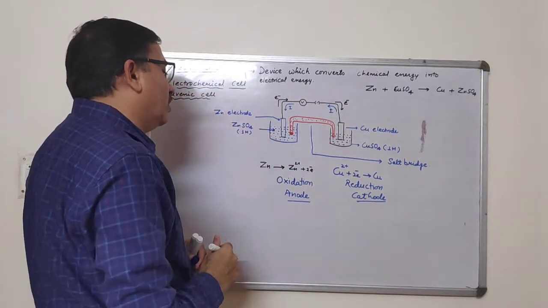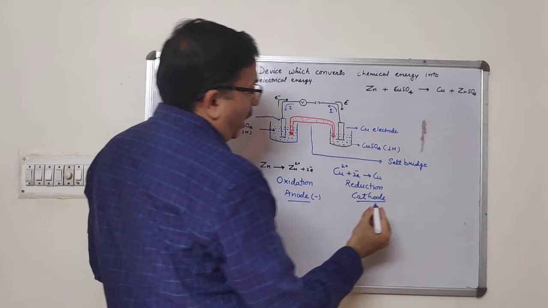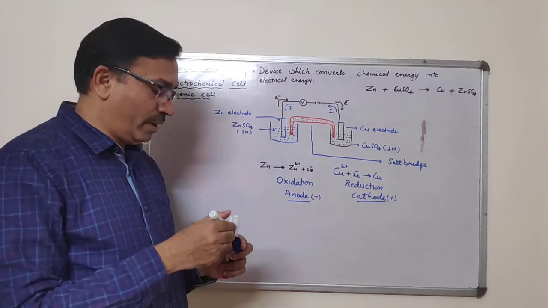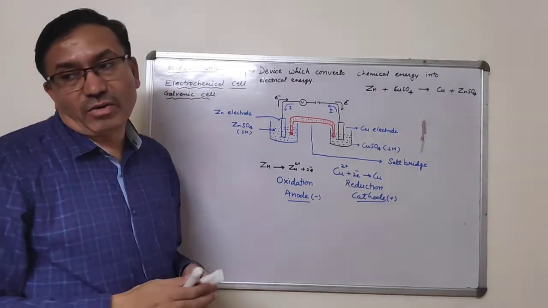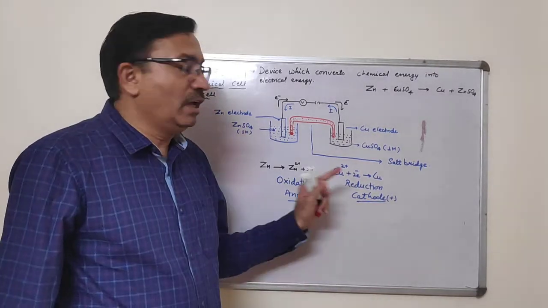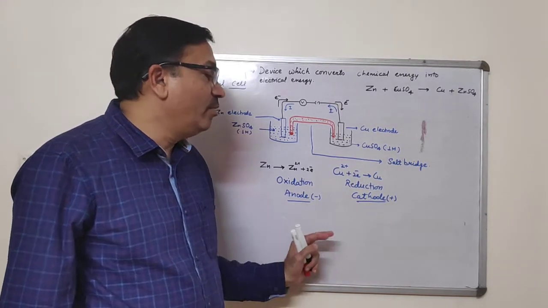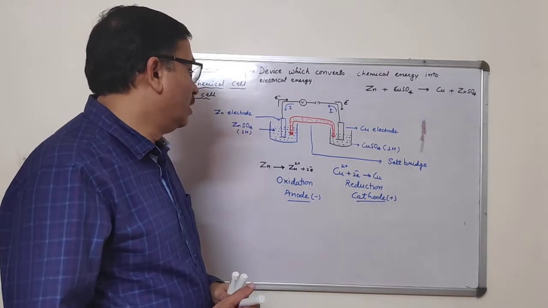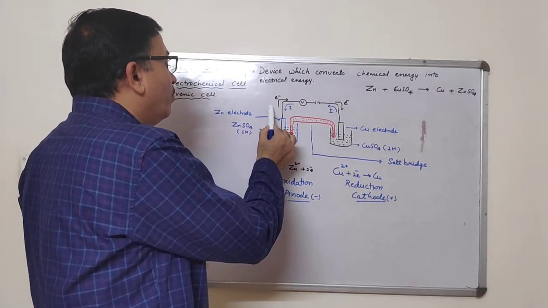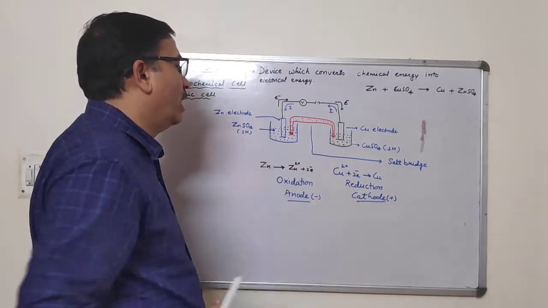As electrons are generated at the anode, it is the negative terminal, and at the cathode electrons are utilized, so it is the positive terminal. One more difference between electrochemical and electrolytic cells: in an electrolytic cell the anode is positive and the cathode is negative, whereas in an electrochemical or galvanic cell the anode is the negative terminal and the cathode is the positive terminal, right? In this case electrons move from anode to cathode and current flows from cathode to anode.